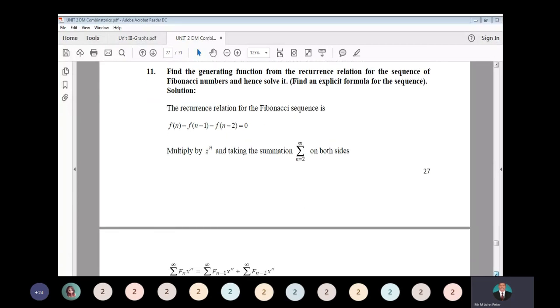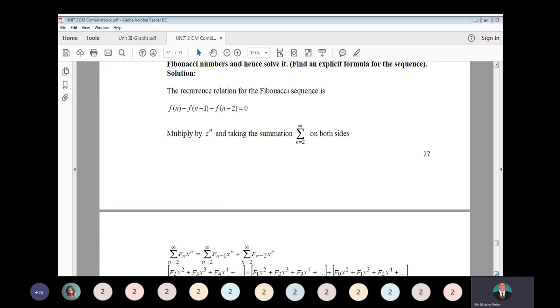Find the generating function from the recurrence relation for the sequence of Fibonacci numbers and hence solve it, so find the explicit formula for the sequence. The recurrence relation of the Fibonacci sequence is Fn - F(n-1) - F(n-2) = 0. To find the generating function, multiply by z^n and take the summation from n = 2 to infinity. The above equation is second order.